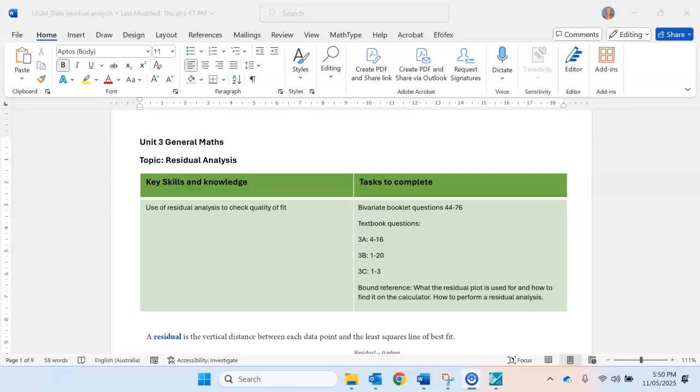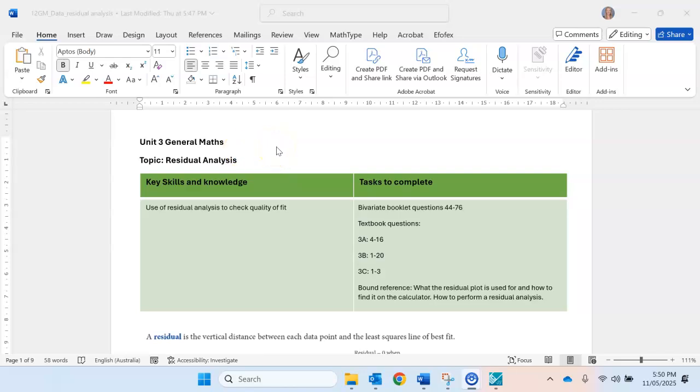Hey everyone, in this video we're going to go through a residual analysis. So we did go through this in class, but I wanted to just go through the 3 questions at the very end, which were all past exam questions. So we'll do that together, just so you know where everything is. So we've got a residual analysis here.